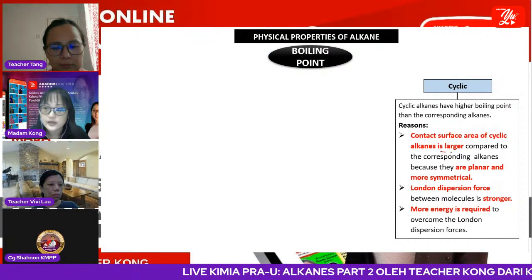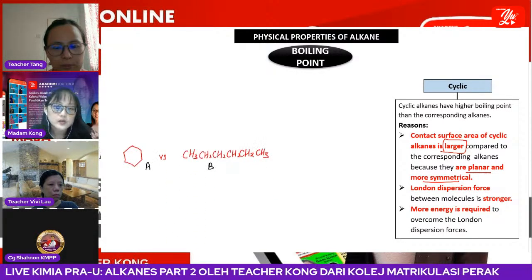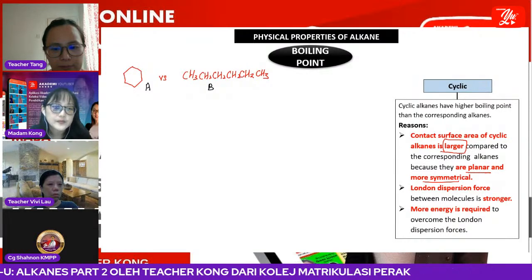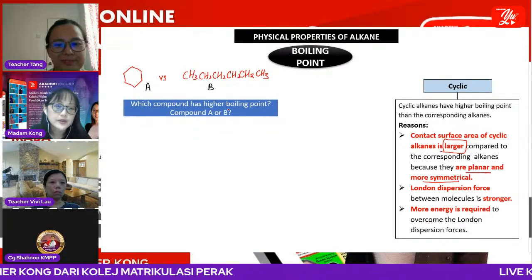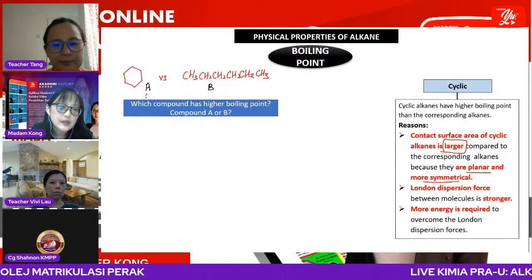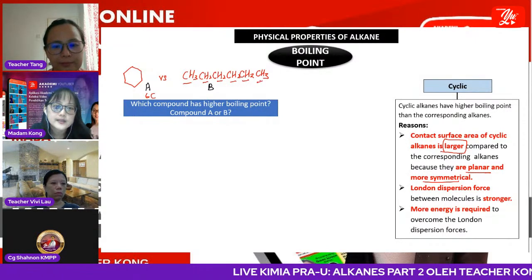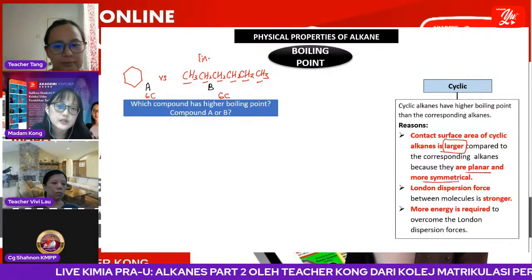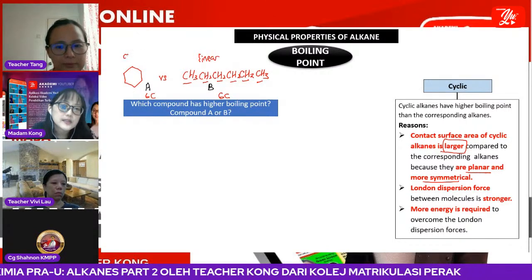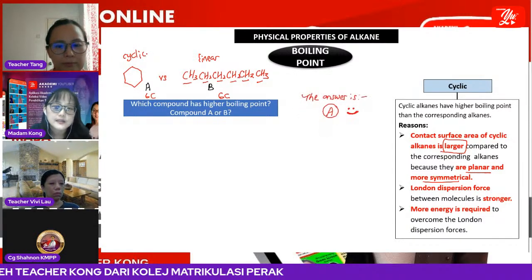Surely, it's a larger surface area of contact. Why? Planar, more symmetry. So let's check this example. Which compound has higher boiling point? Look at compound A with 6 carbons. Compound B, 1, 2, 3, 4, 5, 6, 6 carbons as well. This is a linear or straight chain, and then this one is cyclic alkane. So for sure you know the answer is A.